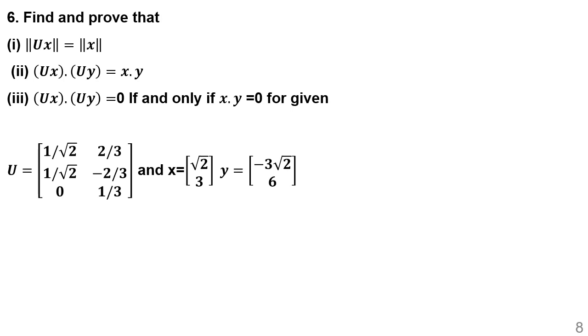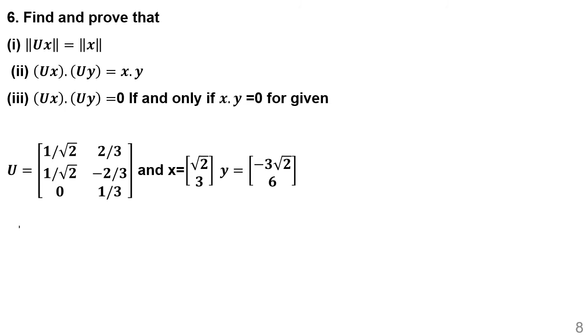Next problem: find and prove that the distance of Ux is equal to the distance of x, Ux into Uy is equal to x into y, and Ux into Uy is equal to 0 if and only if x into y is equal to 0, given U is equal to 1 by square root of 2, 2 by 3, 1 by square root of 2, minus 2 by 3, 0, 1 by 3, and x is equal to square root of 2 and 3, y is equal to minus 3 square root of 2 and 6.